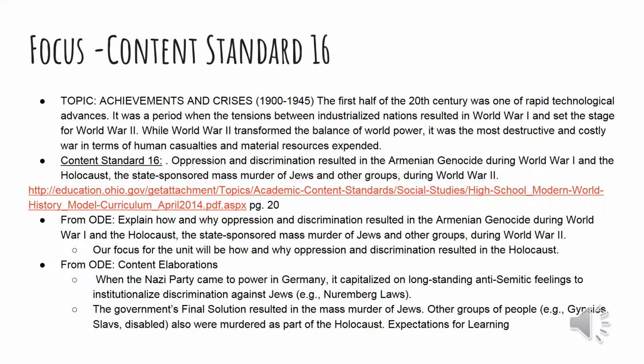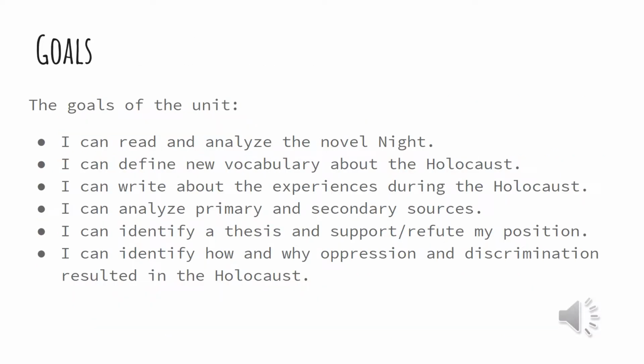Throughout the unit, we hit various content standards, but our main focus is Standard 16, that oppression and discrimination resulted in the Armenian genocide during World War I and the Holocaust, the state-sponsored mass murder of Jews and other groups during World War II. Our goals range from general to more in-depth, and our biggest assessments will be on the last 2 goals: that students can identify a thesis and support or refute their position, and that students can identify how and why oppression and discrimination resulted in the Holocaust.